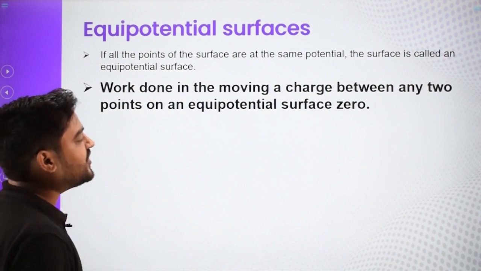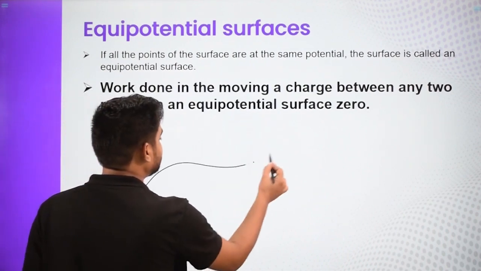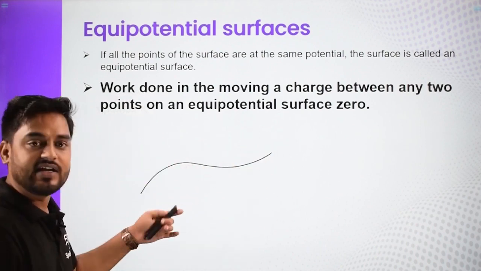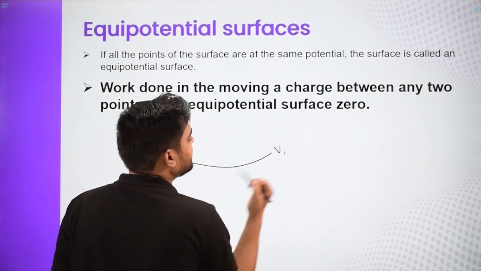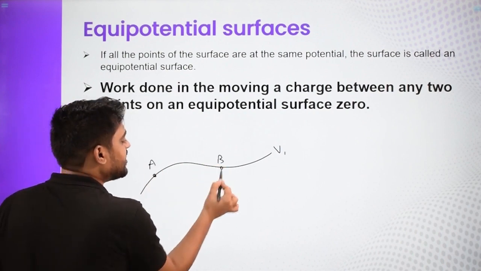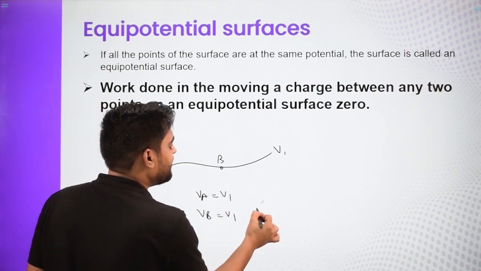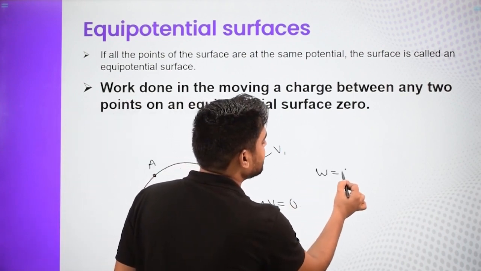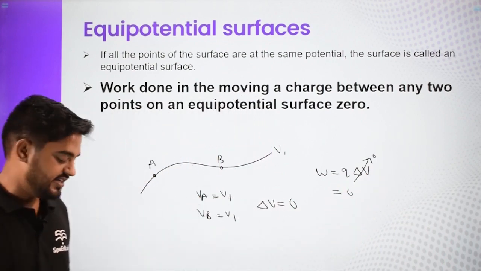Next, if we talk about the work done in moving a charge between any 2 points on an equipotential surface. So this is a surface, and I'm just showing a line. It is 2D, but it is a 3D surface. Let's say the potential is V1. If I take 2 points, point A and point B, VA is also V1, and VB is also V1. So delta V, the potential difference, is 0. And what is our work done? Work done is Q delta V. If there is no potential difference, then work done is 0.